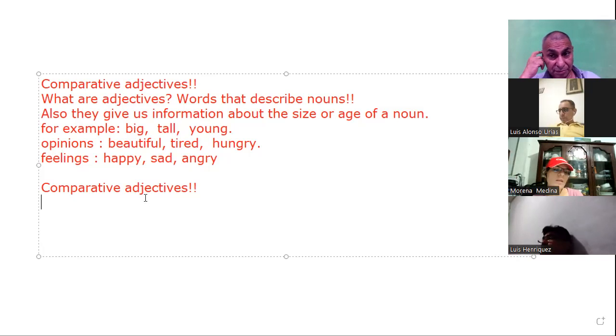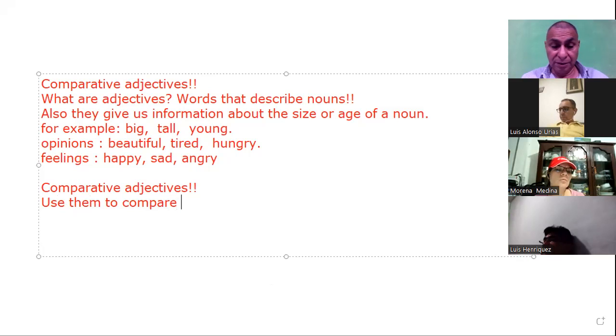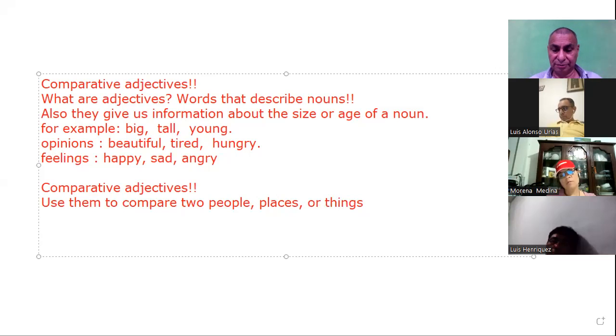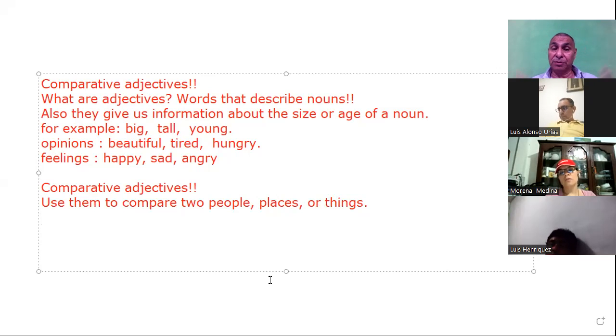Para diferenciar uno con otro. Para diferenciar o to compare. Okay, we use them to compare. Yes, to compare. To compare what? Two people? Nouns? Or places? Or things. Yes, we use them to compare two people, places, or things.